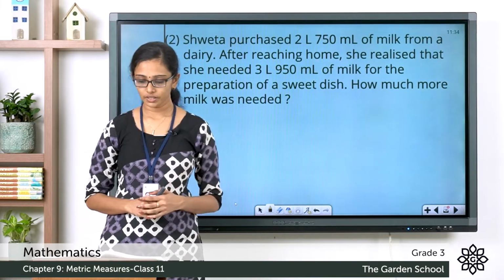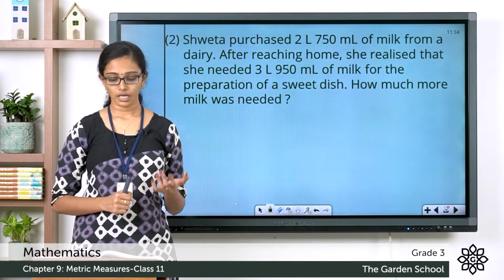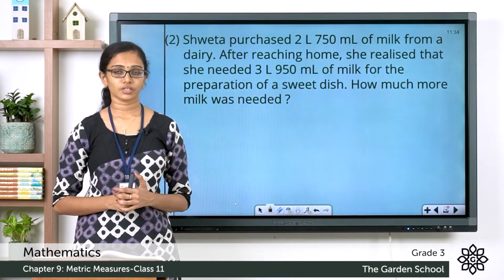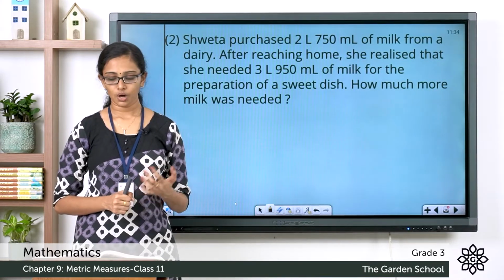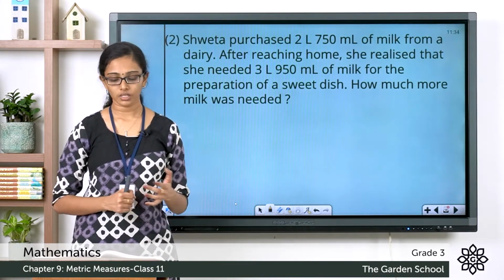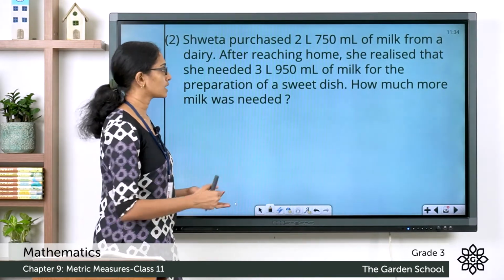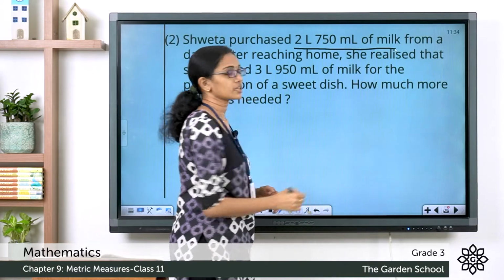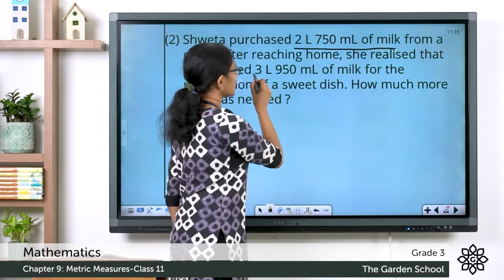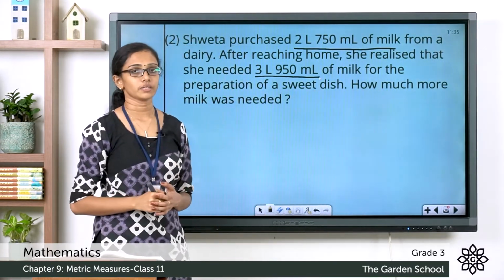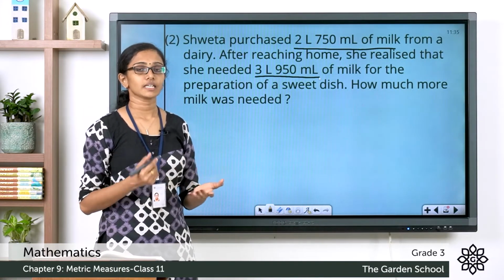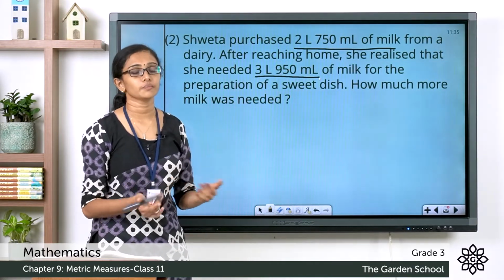Shweta purchased 2 liters 750 milliliters of milk from a dairy. After reaching home, she realized that she needed 3 liters 950 milliliters of milk for the preparation of a sweet dish. How much more milk was needed? So, what is mentioned in the question? We are given the quantity of milk that she purchased and she was going to prepare a sweet dish, and for the recipe she actually needed 3 liters 950 milliliters of milk, but she bought only 2 liters 750 milliliters of milk. It's clear that she needs more quantity of milk to be purchased.